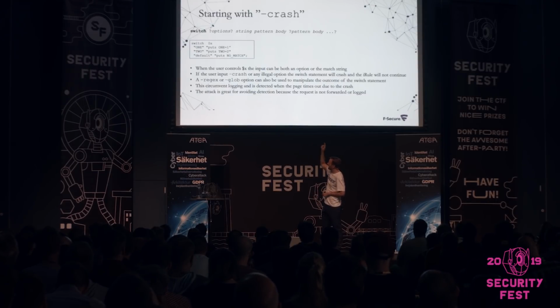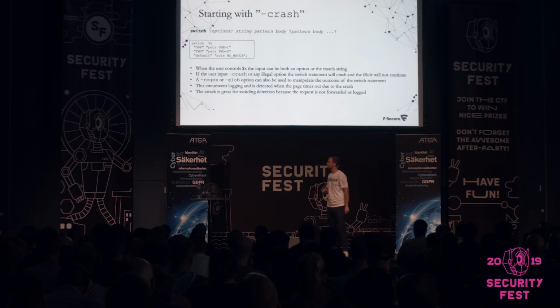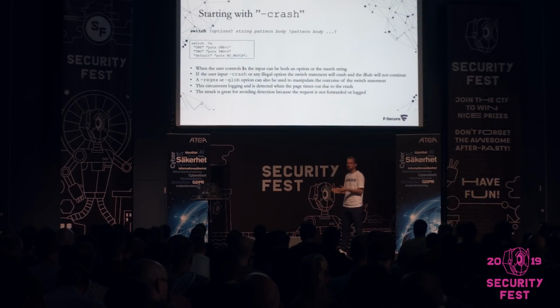If X happens to look like an option, if it has a dash in the beginning, then that means this is an option. So if I put dash garbage, I will get a syntax error saying switch does not have an argument called garbage. That means you can break the syntax of an input when it's trying to match your switch statement.